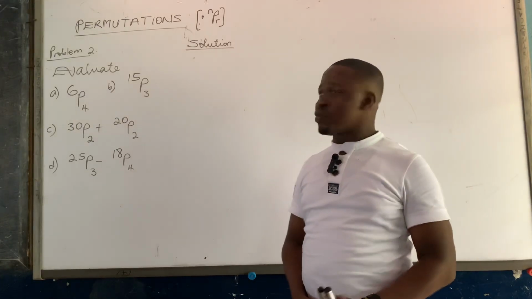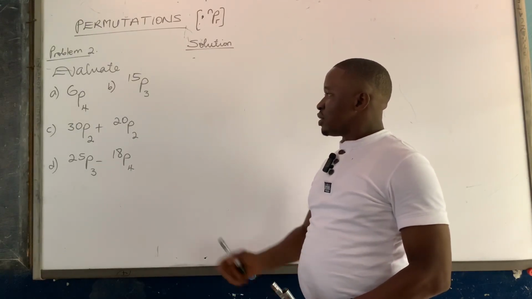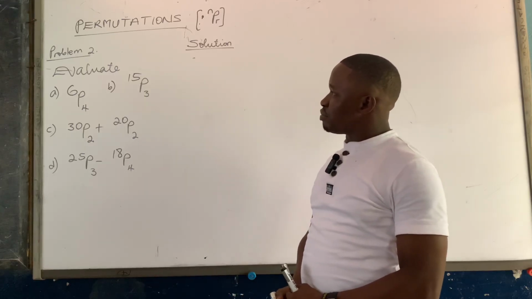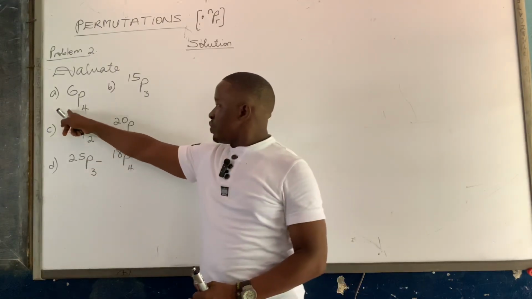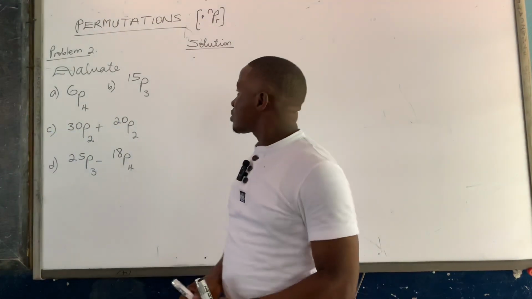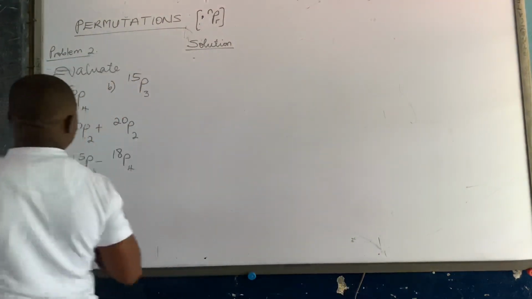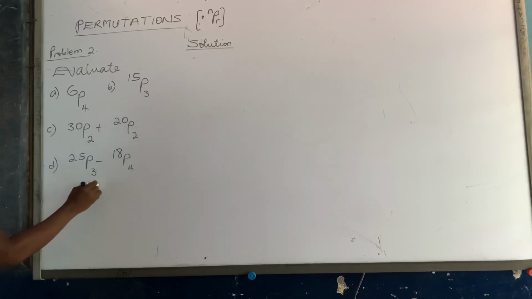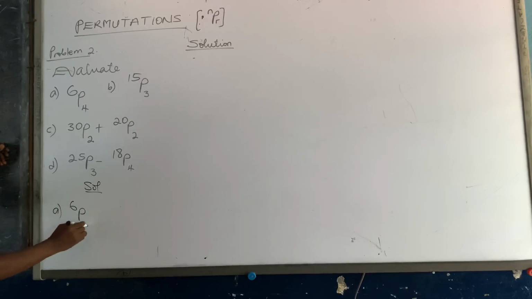Here is the second video for permutations. We have problem 2 with 4 in 1: A, B, C, D. The first one says 6 permutation 4.